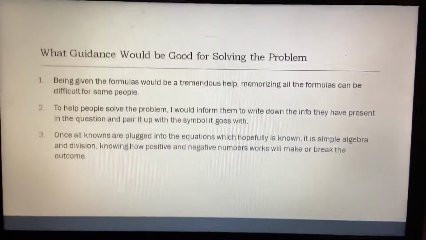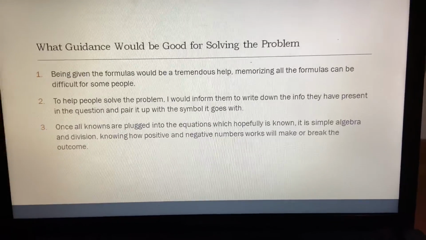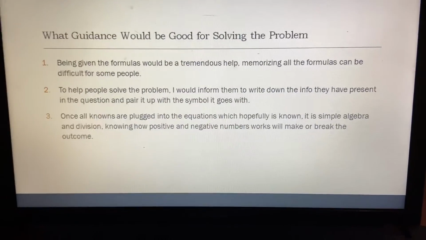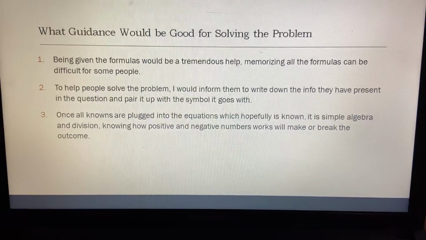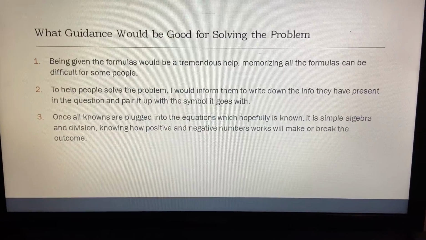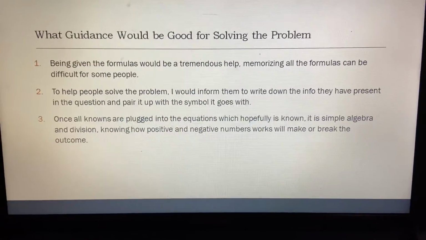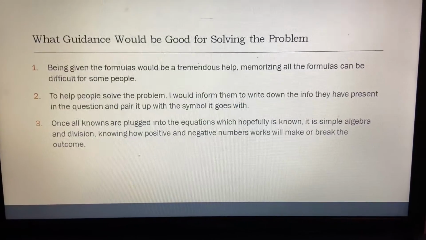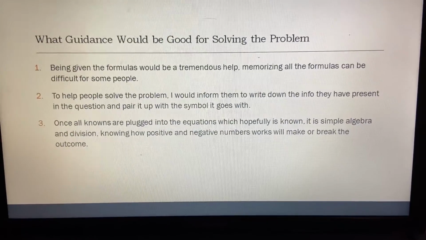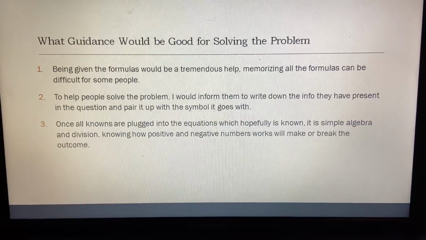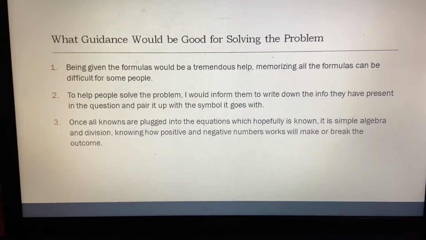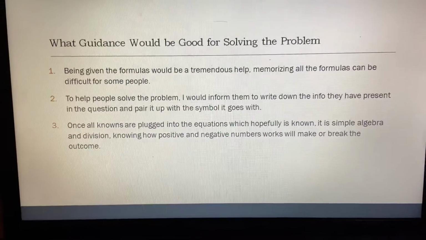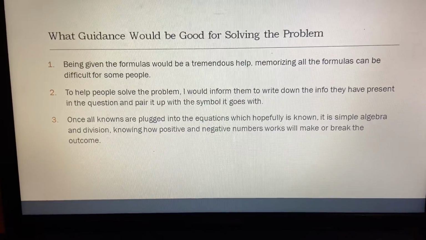Now, covering all that, a little advice that would be good for solving these problems. I have 3 points here. So our first point would be giving the formula. Of course, if you have the formula, it's way easier to just plug in your info. And of course, memorizing a bunch of formulas can be time consuming or even troublesome for some people because they may not have the best memory when it comes to that.